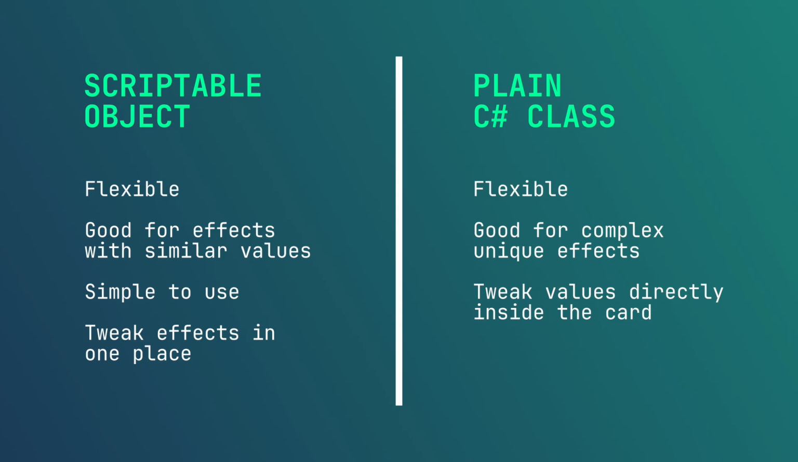If you want your deal 3 damage component to deal 4 damage for all cards, you just change it in one spot. On the other hand, the plain C# class approach will let you compose the effects directly on the cards. If all your cards have different effect values and can get complex, you don't want to create new scriptable object assets for each version of the effect. With this approach, you can create very complex abilities and card effects.